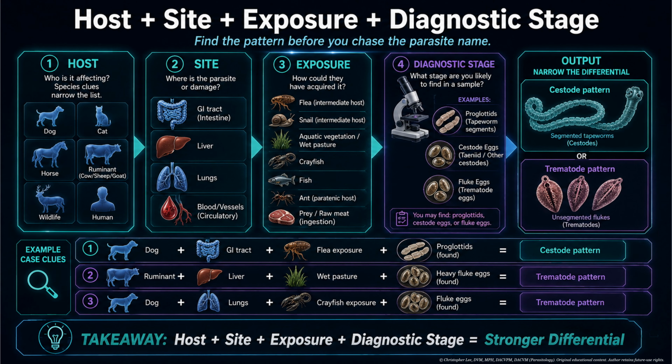Now assemble the pattern. First, cestode or trematode. Then let the host narrow the list. The anatomic site narrows it again, and the exposure reconstructs the life cycle. Finally, the diagnostic stage tells you what to seek and how to seek it. A horse with an ileocecal cestode pattern is not a dog with flea exposure, and neither is a ruminant with wet pasture liver disease. Class plus host plus site plus exposure plus diagnostic stage gives you the stronger differential.